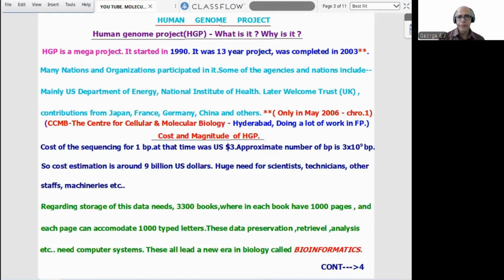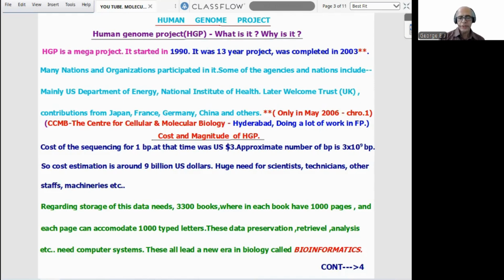Human Genome Project, HGP, what is it? Why is it? Because when we study anything, we should know why it was introduced. HGP is a mega project and it started in 1990. It was a 13-year project, supposed to complete in 2003, and they almost completed in 2003, but chromosome 1 analysis was over in 2006. So that is what they suggest. It is a 13-year project, 1990 to 2003.